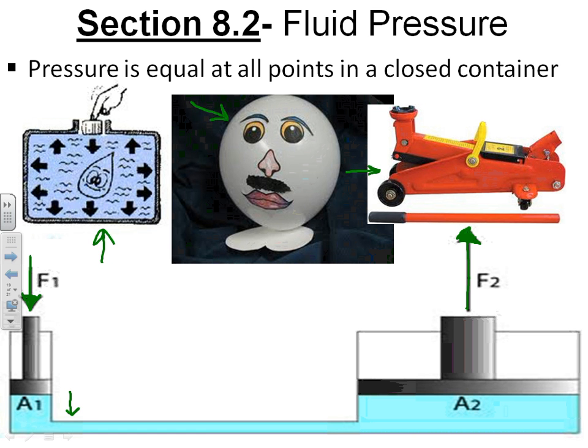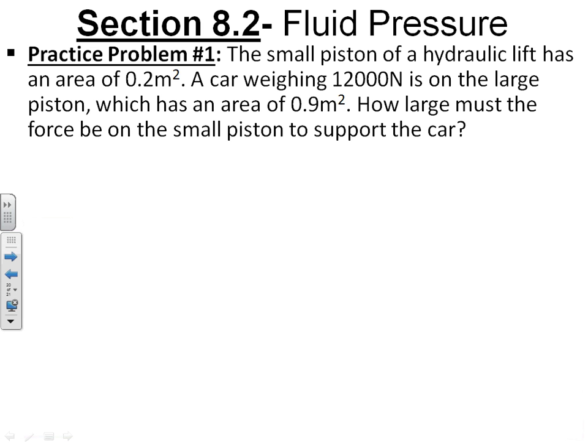There's a very simple ratio that we can use to figure this out. It just takes our pressure equation and puts it into a ratio. So the force on this first side divided by the area of the first side is equal to the force exerted on the other side divided by the area on the other side. It's a simple ratio that we can use. Got a little practice problem to go along with that.